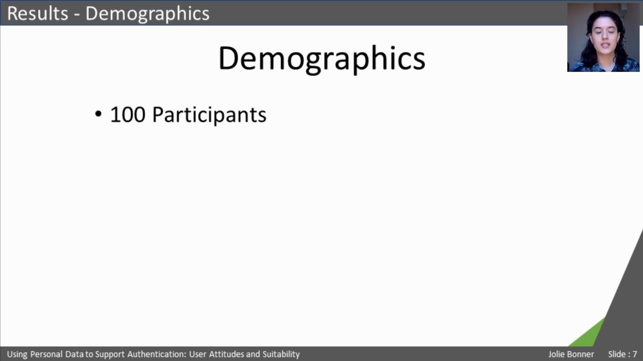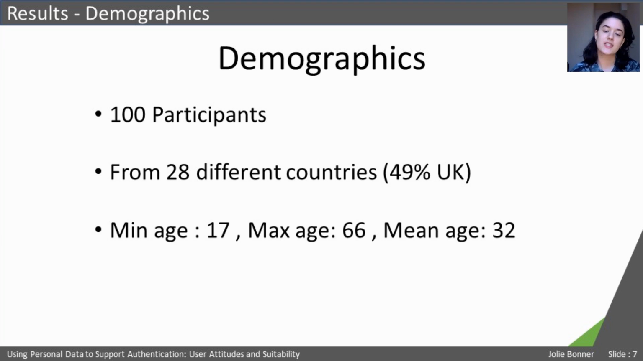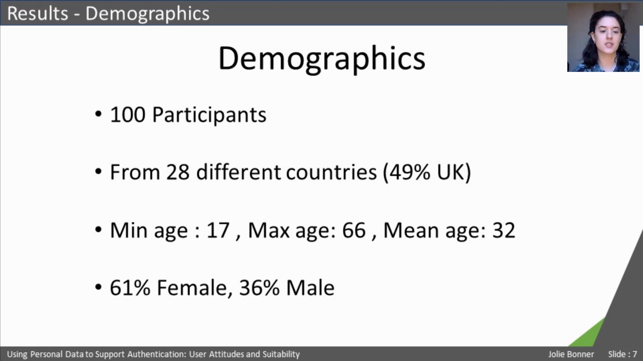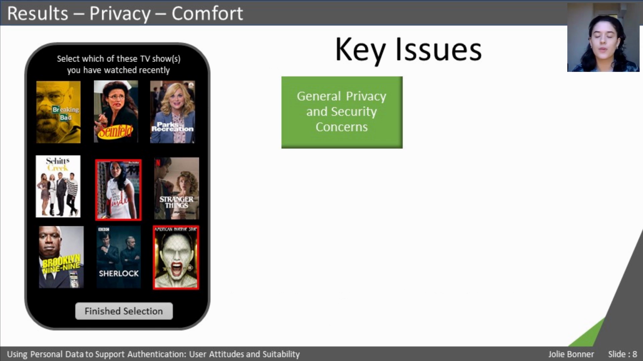We recruited 100 participants from 28 different countries, 49% from within the UK. Aged between 17 and 66 with a mean age of 32, 61% identified as female, 36% identified as male. When asked to score their comfort, we found that users were generally uncomfortable with the idea of using their personal data for authentication, though the degree of this discomfort did vary across the data types. We found that photos were significantly more uncomfortable than most other data types, and significant differences were found between the other types. When asked to justify their responses, 19 participants suggested it was due to privacy and security concerns generally.